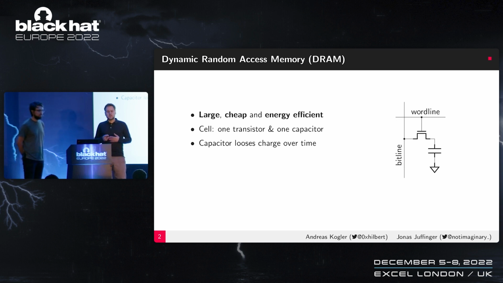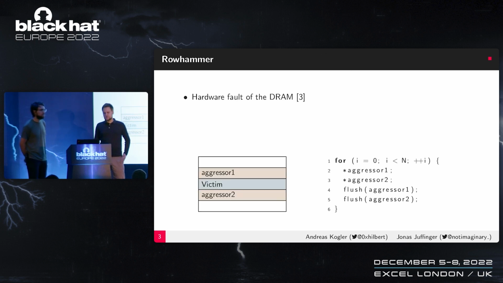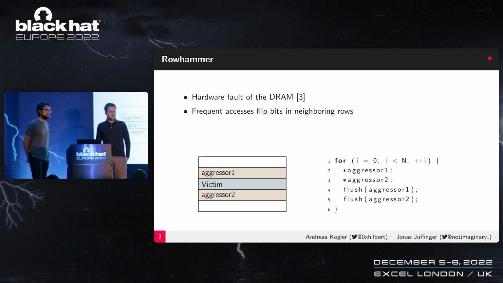And there's also another constraint for the DRAM. The DRAM is usually organized in rows. So if we speak today about the attacks or in general, we will also focus on rows. This is basically a unit of these cells in a DRAM. Now let's talk about Rowhammer. Rowhammer is a hardware fault inside the DRAM, where frequent accesses to DRAM rows can flip bits in neighboring rows.